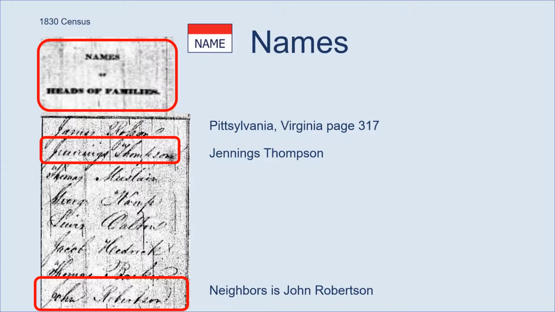Neighbors were often relatives or close friends. It would be good to find more information on John Robertson. It is important to notice names of those around the person you are searching. Searching records on neighbors' land records, wills, and other documents can often give you more information on your own relative.